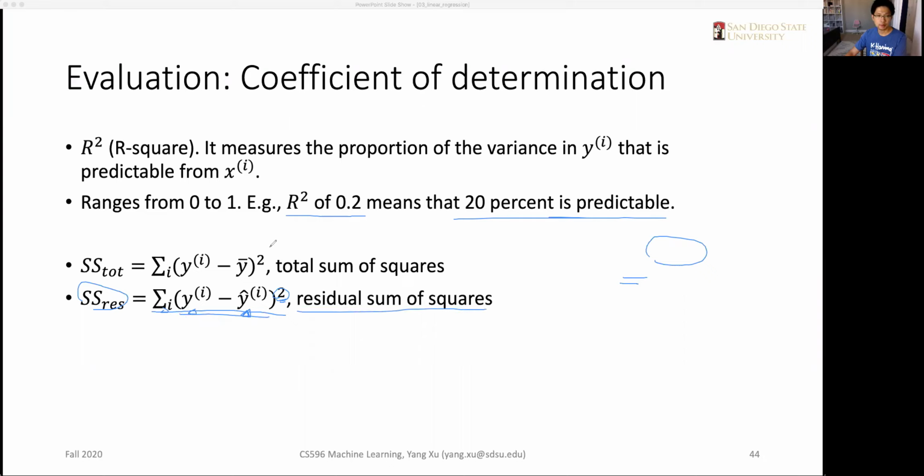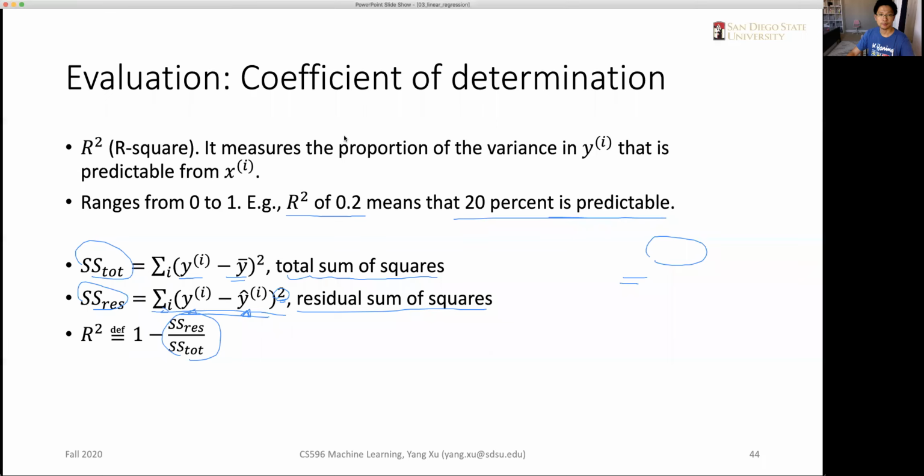We also have a total sum of squares, which is defined by the difference between each y and the mean value of y. This is the original variance in the data. If the data vary a lot from the mean value, then this total sum of squares should be a higher value. Then we use 1 minus the ratio of these terms, which is what's explained by the linear model.